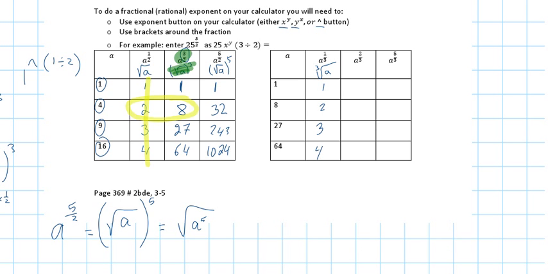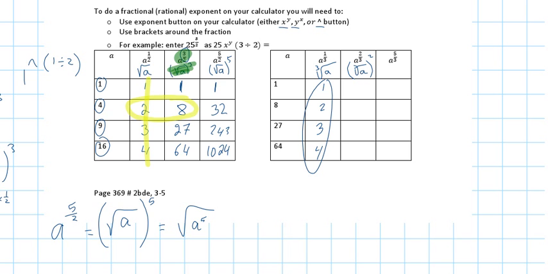Now, without doing anything, eyes on me for a second, what do you think the answer is going to be for a to the power of 2 over 3? It's going to be the cube root of a, raised to the power of 2. Let's try it, without using the calculator. Cube root of 1 is 1, to the power of 2, that's going to be 1.